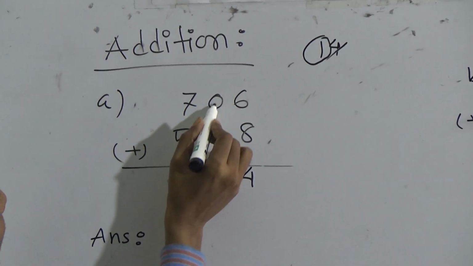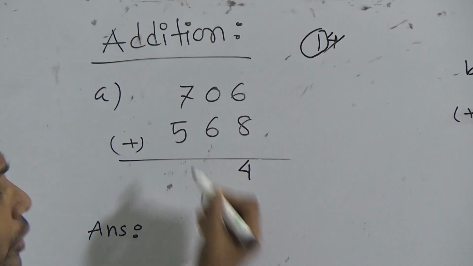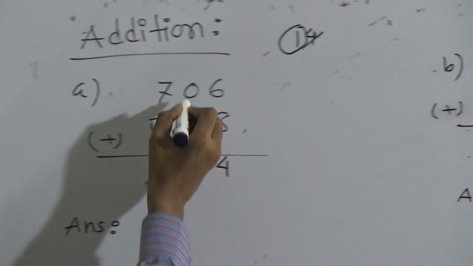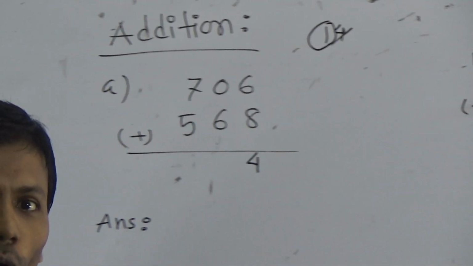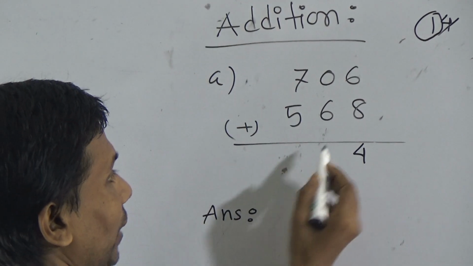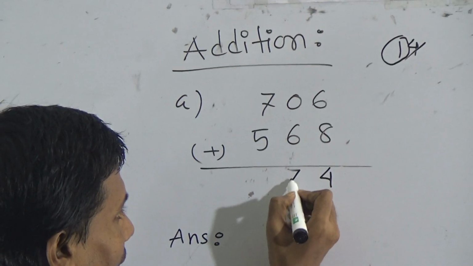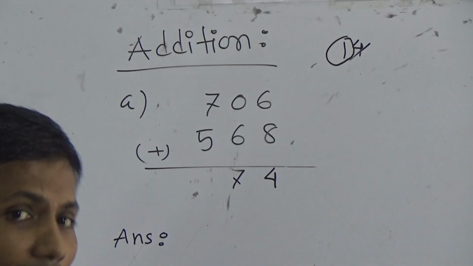Now 0 plus 6 equals what? 0 plus 6 equals 6. And you have 1 in your hand. That means 6 and 1 equals what? 7. Right? You have nothing in hand now.